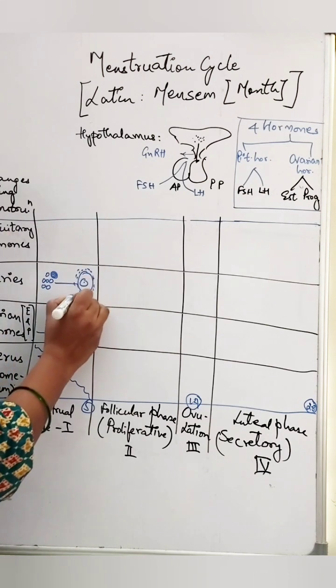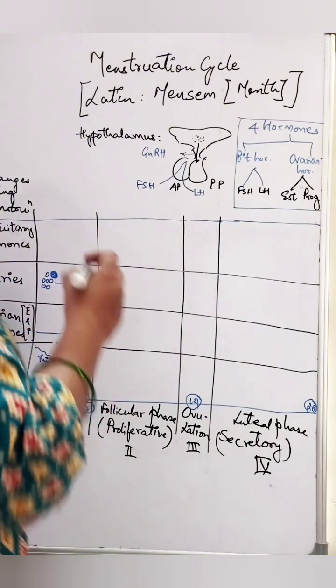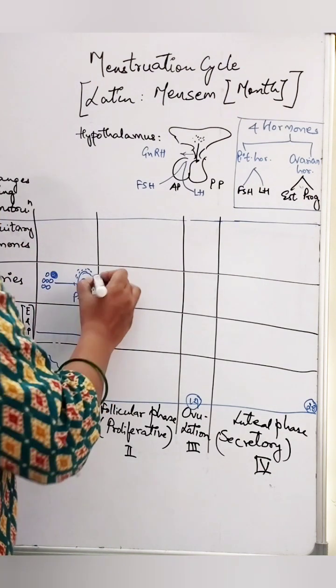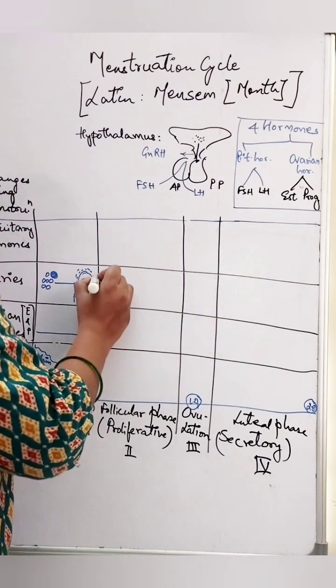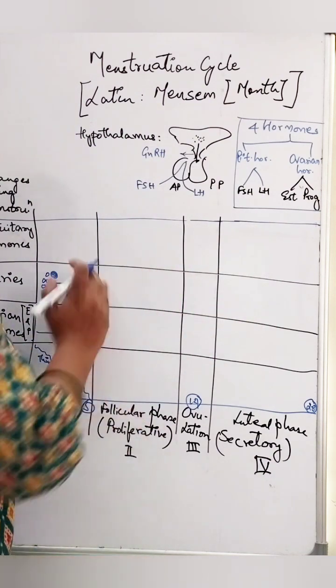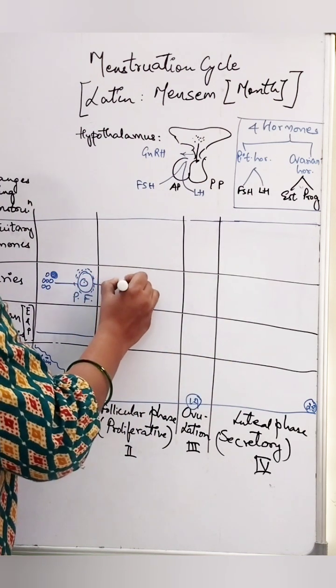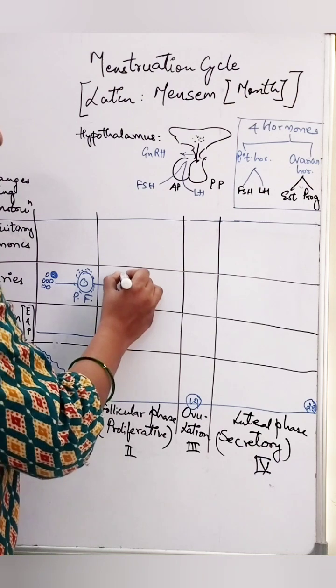So this is the primary oocyte or the primary follicle. I will just write the abbreviation as PF for our understanding. Now this PF, what will happen? It enters into the follicular phase. When it enters into the follicular phase, it has to become the secondary follicle.